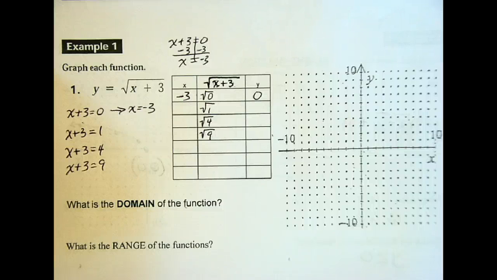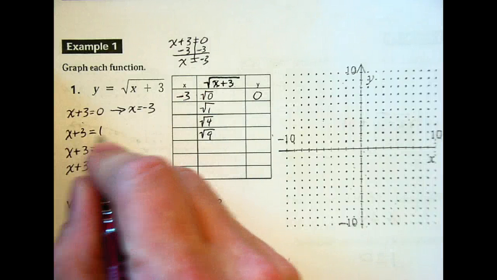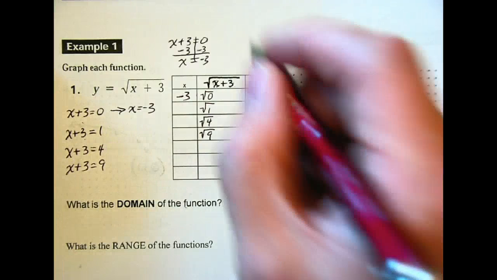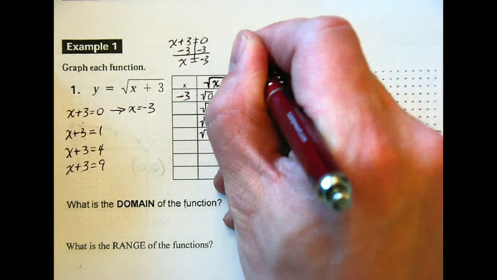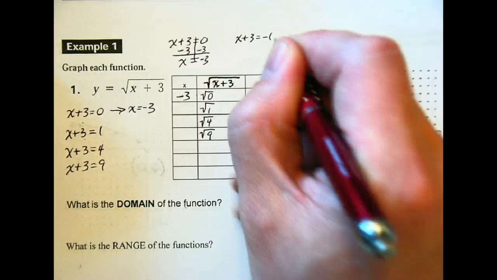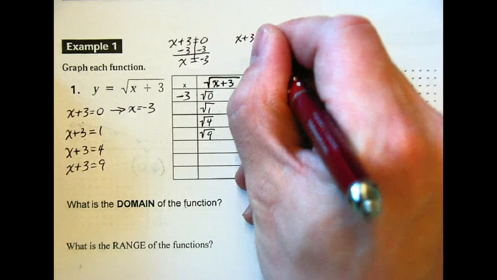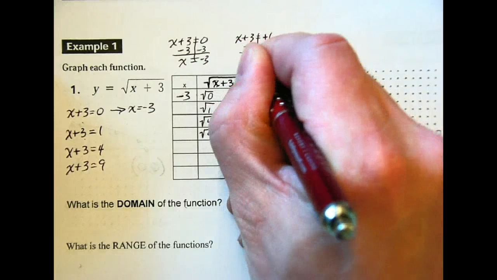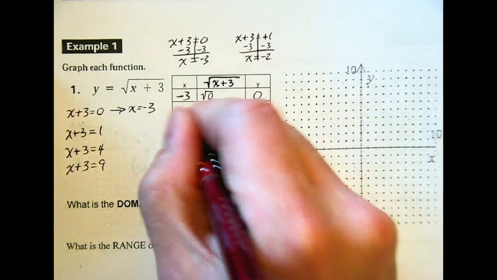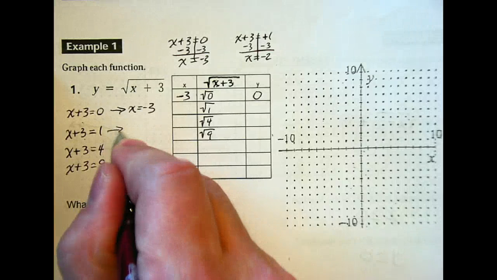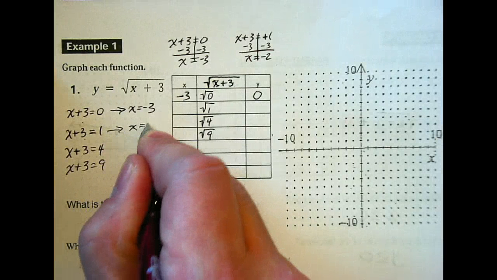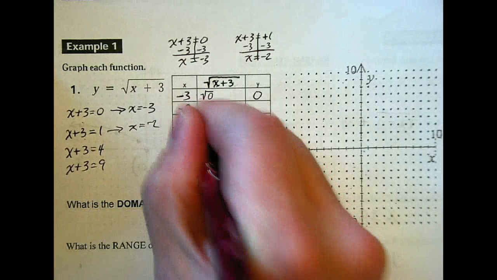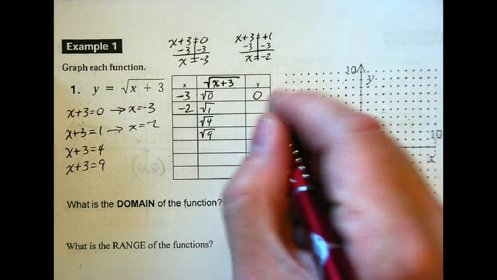Good. And if we put x plus 3 equals 1, for those of you that need to scratch that out, it's not equal to -1, it's +1. We subtract 3 and subtract 3, we get x equals -2. So in order for this to be true, x has to equal -2. That's what makes that 1. And the square root of 1 is 1.